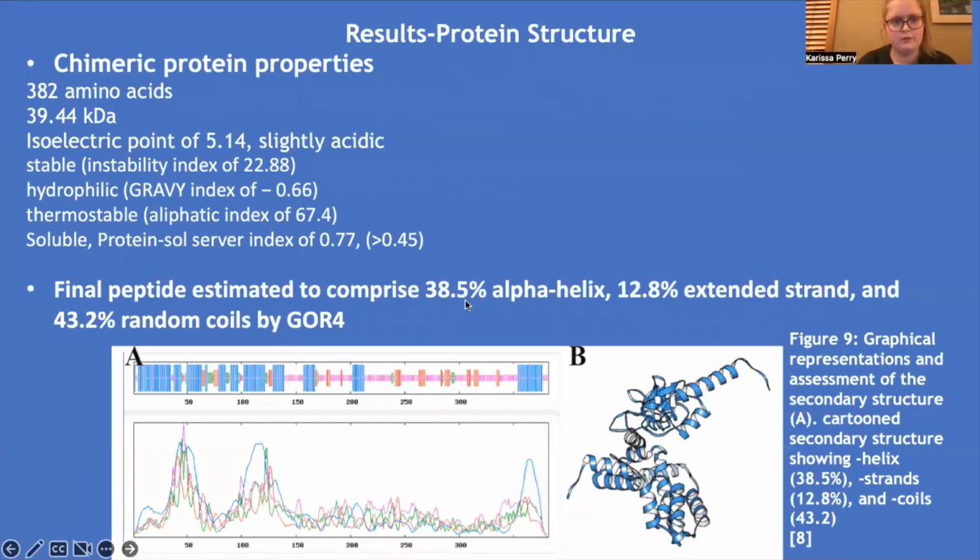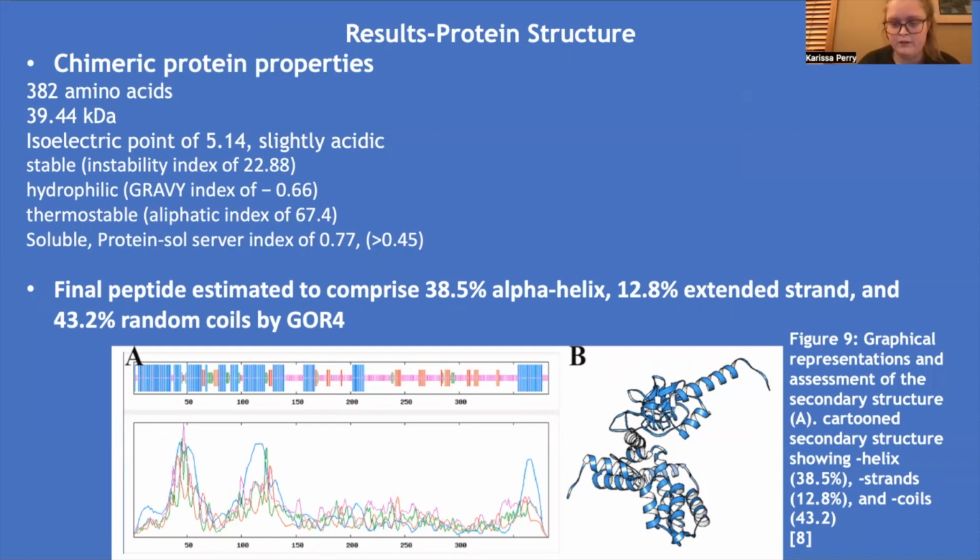So further results, so the protein itself, which you just saw in the figure before, would consist of 382 amino acids that had a molecular weight of 39.44 kilodaltons, isoelectric point of 5.12, which means it's slightly acidic. The protein is stable, hydrophilic as indicated by GRAVY. The protein is also thermostable with an aliphatic index of 67.4, and it's soluble. It had a SolPro index higher than 0.45, which means it's a soluble protein.